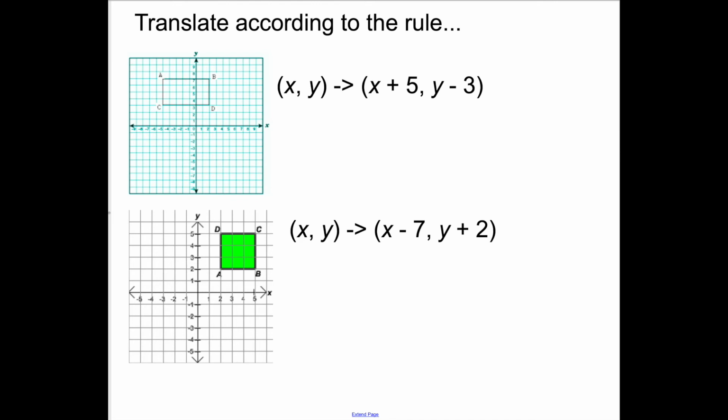And you can think about how that would correlate to a certain type of verbal rule, like translate left or right by something, up or down by something. And then on the second one, we have (x, y) goes to (x - 7, y + 2). So again, please take a moment, pause the video, execute the translations according to these rules, and then when you're ready, unpause, and you can see what I got.